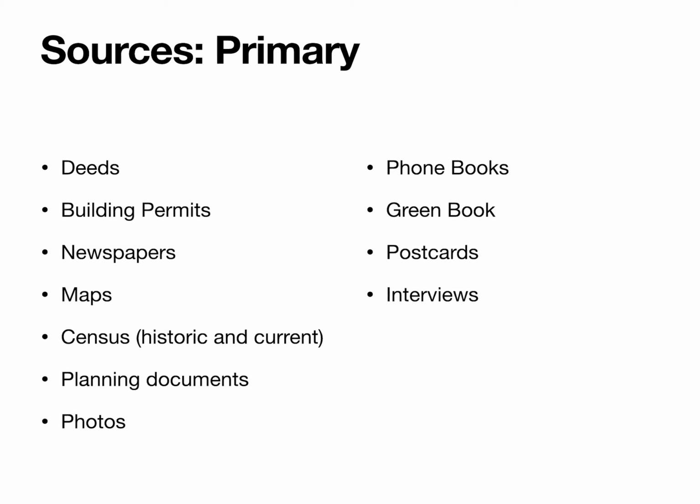Well, a primary source is a source that was written at the time, right? It's not referencing that stuff. It's actually about that stuff. So things like deeds, building permits, newspaper articles, which will be very useful for you, maps, both historic and current, census documents, planning documents, ads in newspapers, photos, phone books, the Negro Traveler's Green Book, which is extremely important in Fredericksburg because of the extensive segregation that took place here. Postcards, and if you can, interviews of locals are great.